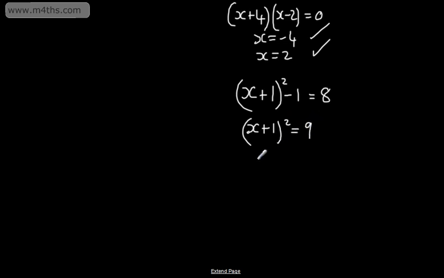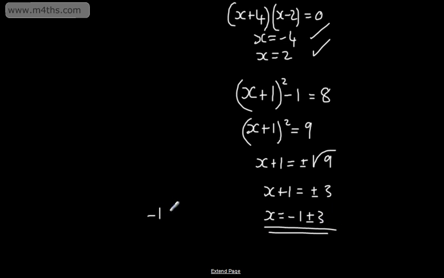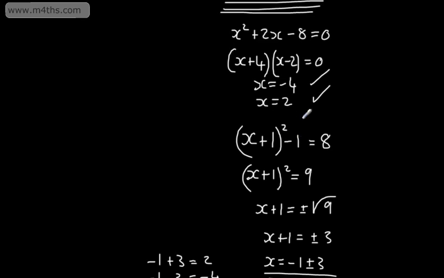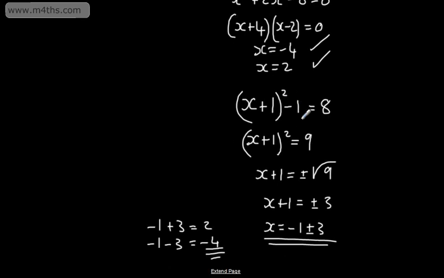Taking the square root, x plus 1 is going to be equal to plus or minus the square root of 9. So x plus 1 is equal to plus or minus 3. So x is going to be equal to negative 1 plus or minus 3. So we can see now that if we've got negative 1 plus 3, well, that's going to give me positive 2. Negative 1 minus 3 is going to give me negative 4. And as expected, exactly the same solutions. So this is in completed square form.